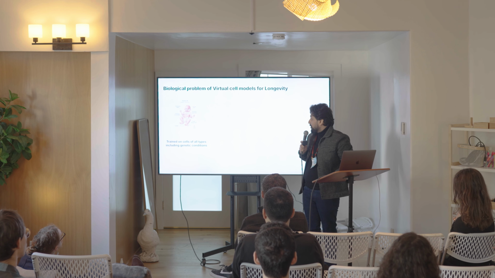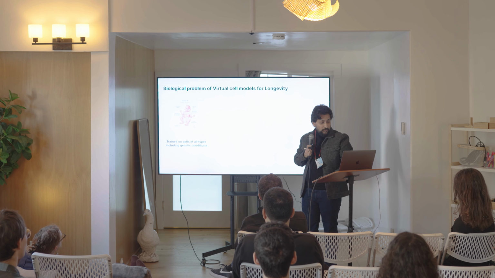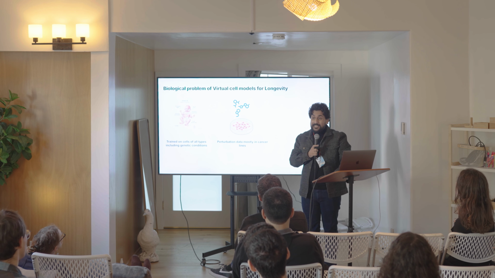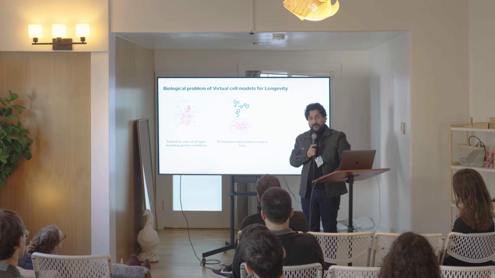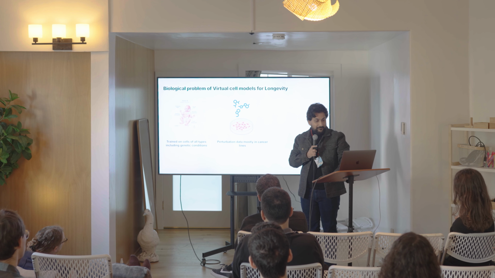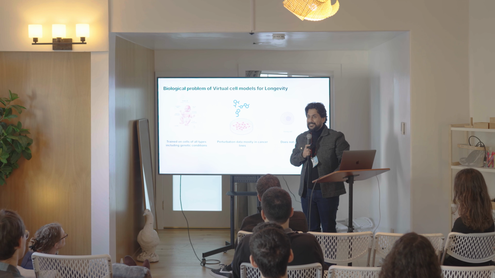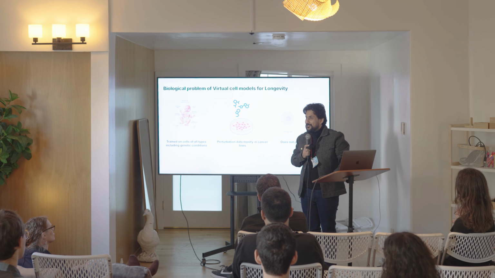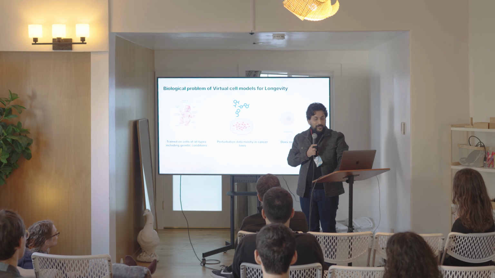Most of these models have not been trained on cell types. They don't include genetic conditions. Most of the perturbation data is only in cancer cell lines, which means it's not really useful for longevity. And most importantly, these models don't predict age. They don't predict biological age, which is most critical for doing longevity work.